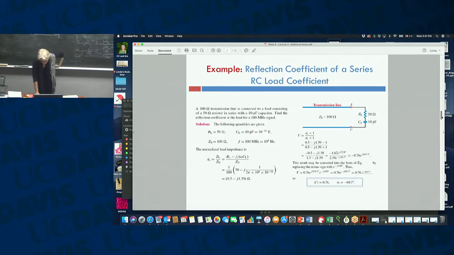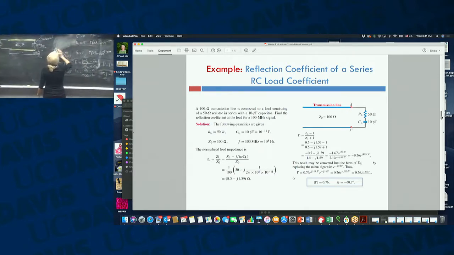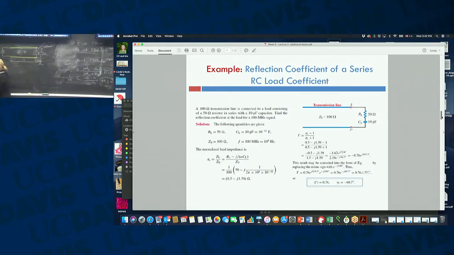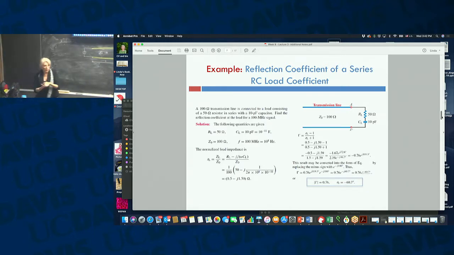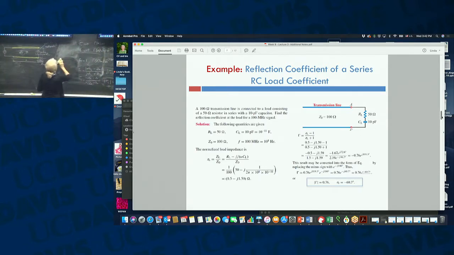This example has a 100 ohm transmission line that is connected to a load consisting of a 50 ohm resistor in series with a 10 picofarad capacitor. Find the reflection coefficient at the load for a 100 megahertz signal. Okay, so they give you the frequency. So let's try to do that. Think about it because I would like somebody to help me solve it.